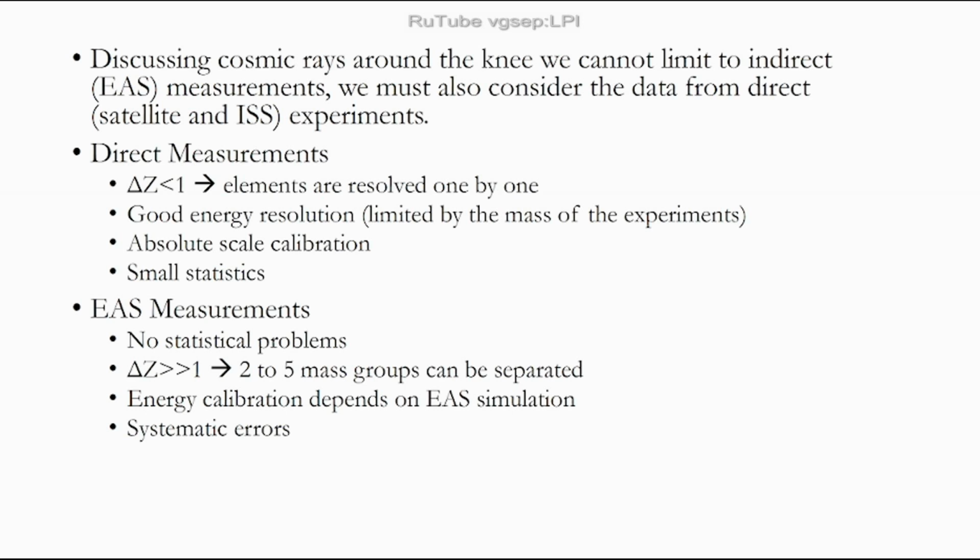The sure, big, enormous advantage of direct measurements is the fact that we can attribute every single event to a precise primary particle. We can identify the primary particle for each single event. Then we must always remember that we have a problem with statistics. Satellite and even ISS experiments are limited by surface, so we cannot hope to have huge statistics at very high energy. On the opposite, extensive shower measurements, so experiments running on the Earth's surface, have no statistical problems. We can make these experiments big, large. It's only a problem of manpower and funding. It's not a problem of logistics.